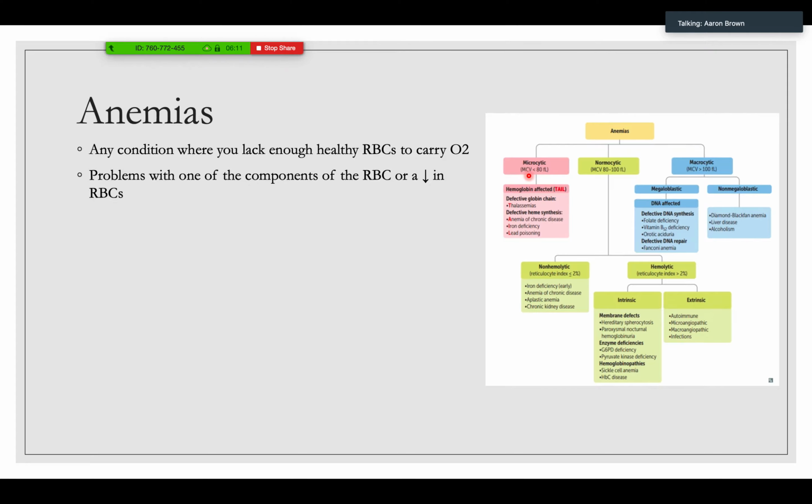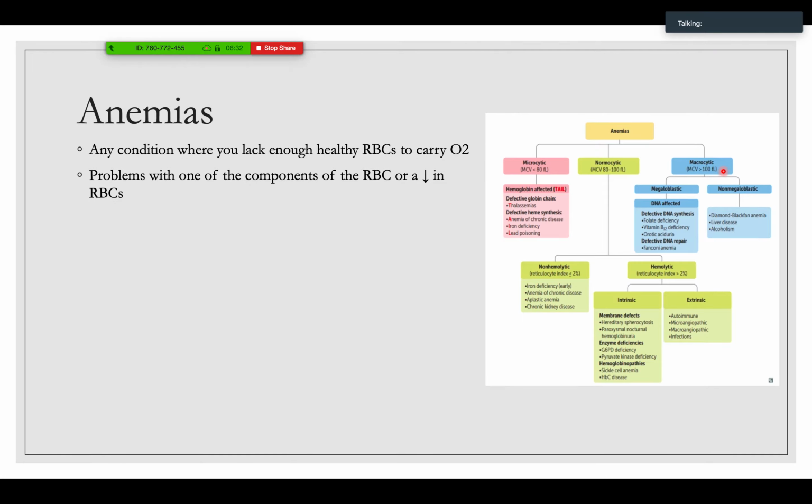When you see microcytic, MCV less than 80, that means it's a smaller red blood cell. Normocytic is anywhere from 80 to 100. This is a regular sized red blood cell, but you're still anemic. Why is that? And then macrocytic means we have a large, big balloon red blood cell. And so there's not too many things that cause that. And so that's going to really make it easy for us to figure out what's going on.